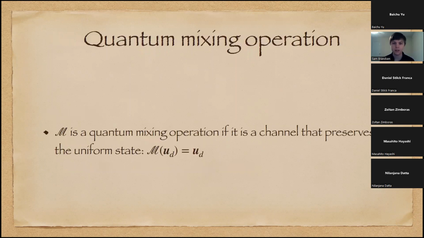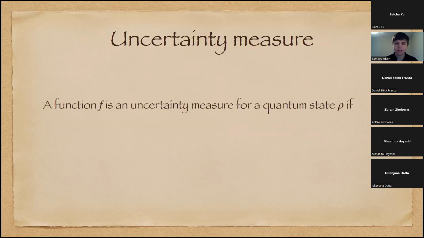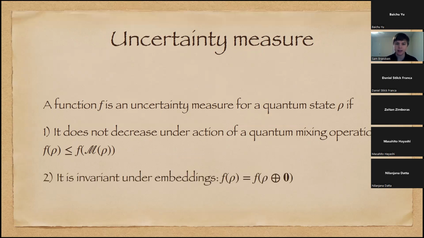So what is a quantum mixing operation? What is our quantum uncertainty measure? Just as in the classical case, we defined a mixing operation to be one that preserved the uniform state. We can say that channel M is a quantum mixing operation if it's a quantum channel that preserves the uniform state. And our uncertainty measure then will be that a function f is an uncertainty measure for quantum state rho if it doesn't decrease under the action of a quantum mixing operation, and if it's invariant under embeddings.